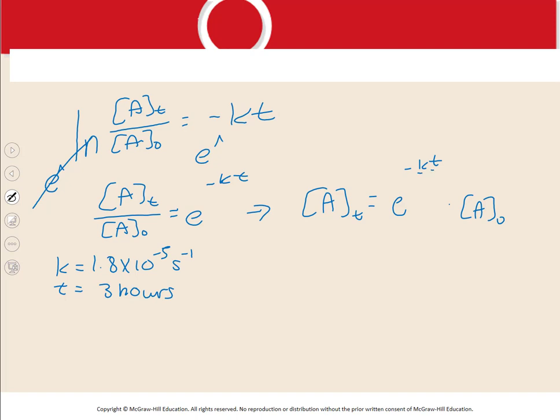Can you have a unit inside of an exponent? Is that allowed in math? No, math does not allow you to have a unit inside of a power of an exponent. You have to get rid of that unit before you can take the power of e to it. So k and t must cancel out each other's units, which means we need to take these 3 hours and turn them into seconds. How do we do that?